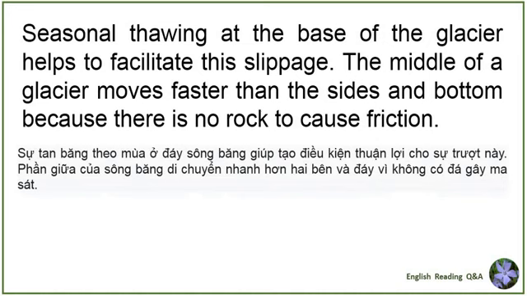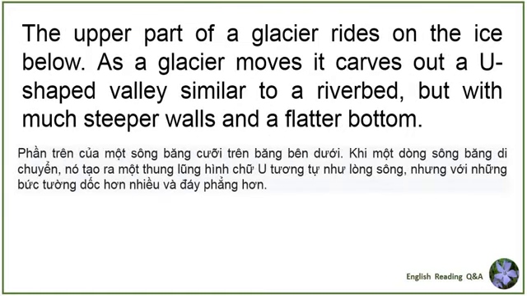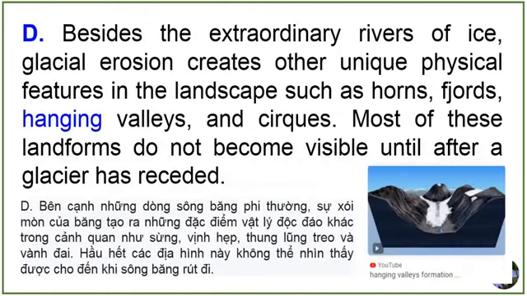The middle of a glacier moves faster than the sides and bottom because there is no rock to cause friction. The upper part of a glacier rides on the ice below. As the glacier moves, it carves out a U-shaped valley similar to a riverbed, but with steeper walls and a flatter bottom. Besides the extraordinary rivers of ice, glacial erosion creates other unique physical features in the landscape such as horns, fjords, hanging valleys, and cirques.